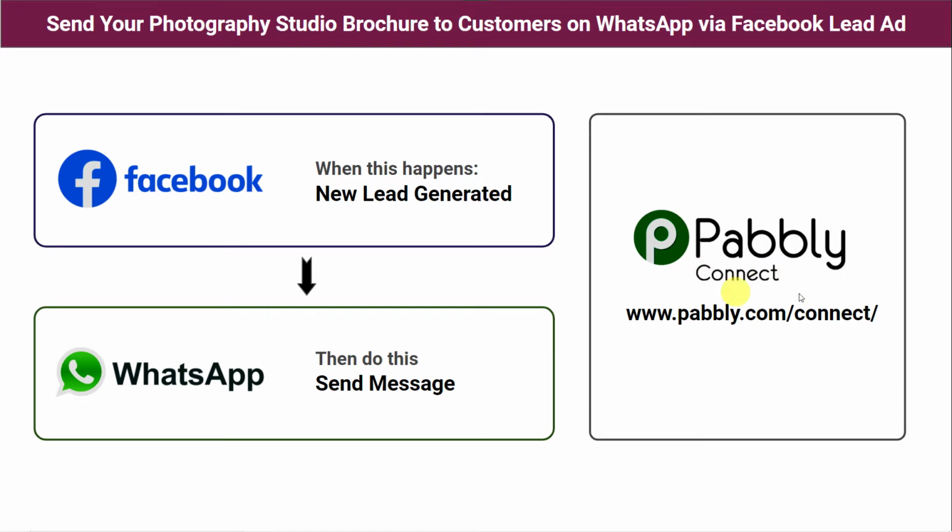Pabbly Connect is an automation and integration software which will help us in integrating Facebook with WhatsApp automatically. The best part here is it doesn't require any coding skills or programming knowledge. Even a non-technical person can do this very easily. So let us check this in real time.